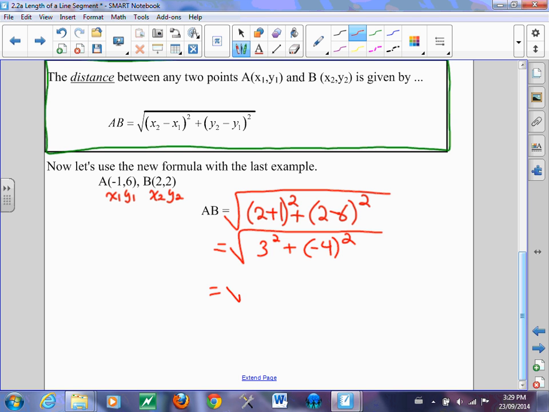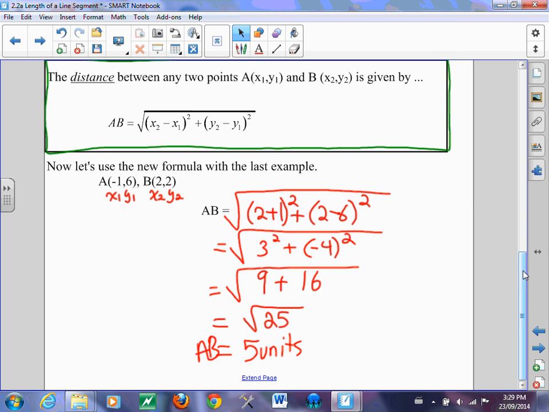Plug this in your calculator, ladies and gentlemen. 3 squared is 9 plus, be careful here, folks. When you plug in negative 4 squared, make sure you put brackets around the negative 4 in your calculator, because a negative times a negative becomes a positive. Adding this up, ladies and gentlemen, 9 plus 16 is 25. Taking the square root is going to be 5. So AB equals 5 units.